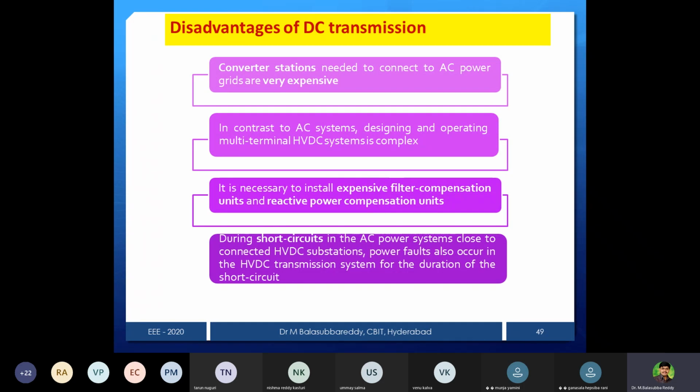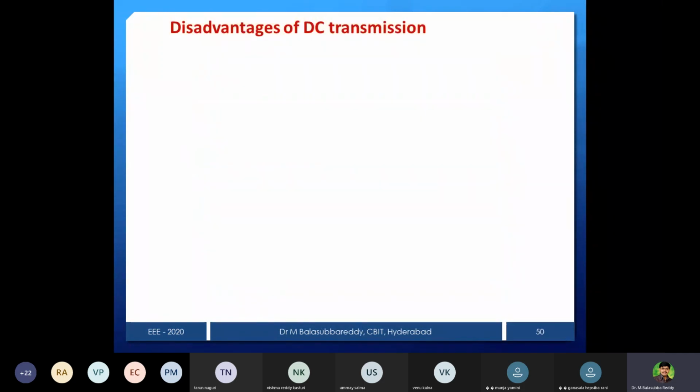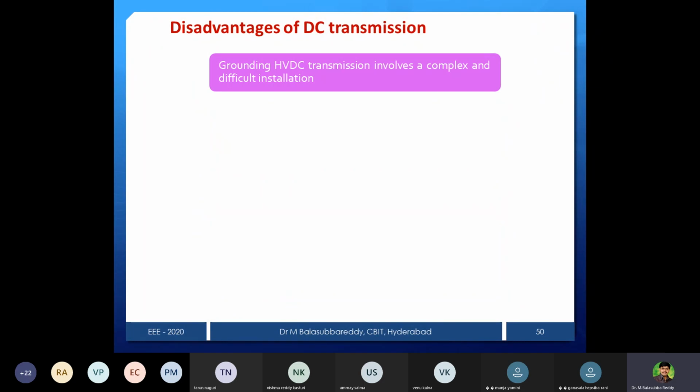During a short circuit in an AC power system close to the connected DC substation, a power fault also occurs in the DC transmission system for the duration of the short circuit. If any short circuit occurs on the AC side, the DC system follows it. Once it occurs in the AC, obviously a fault will occur in the DC also.